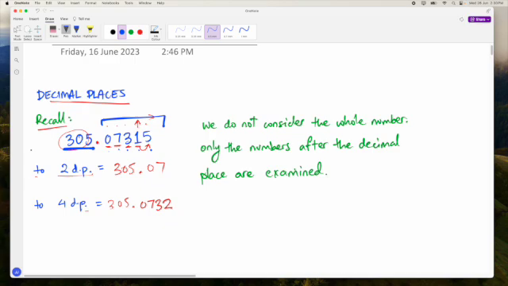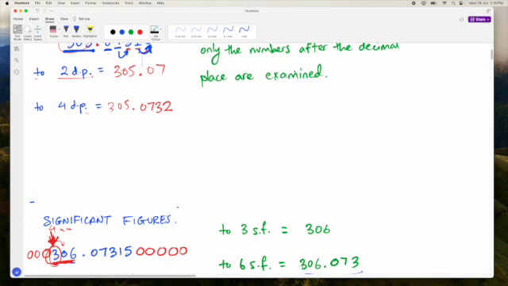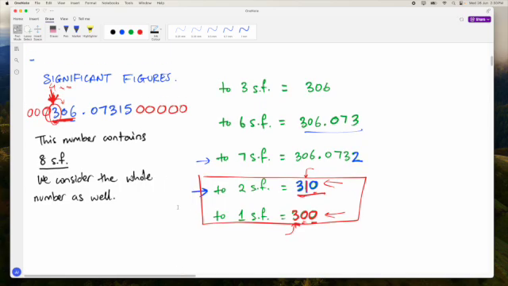Just to recall, to 2 decimal places, this number would be 305.07. And of course, we have to check the number after. If the number is not 5 or above, you leave the number just so. To 4 decimal places, 305.0731. You check the number after the 1, we see that is a 5, so you have to round up. So 305.0732.